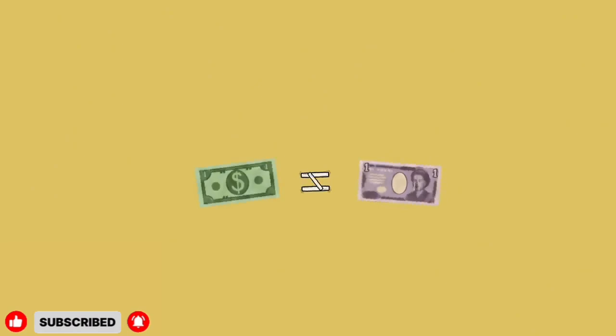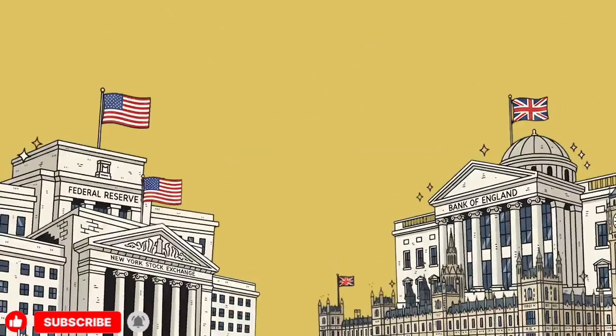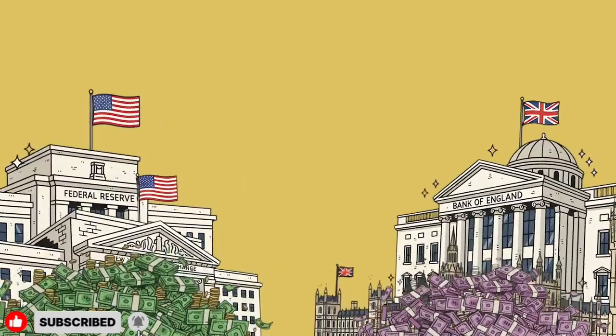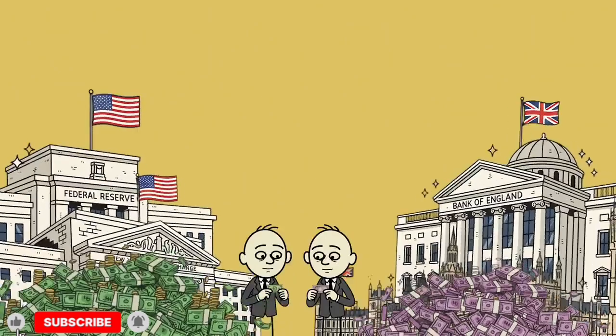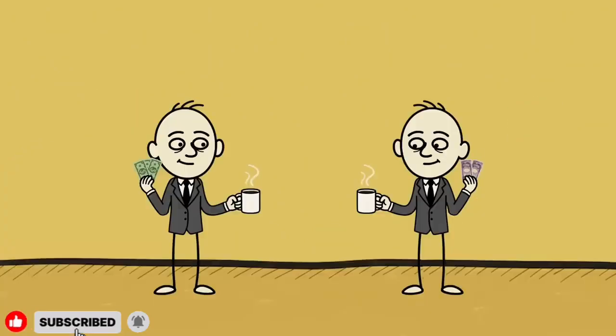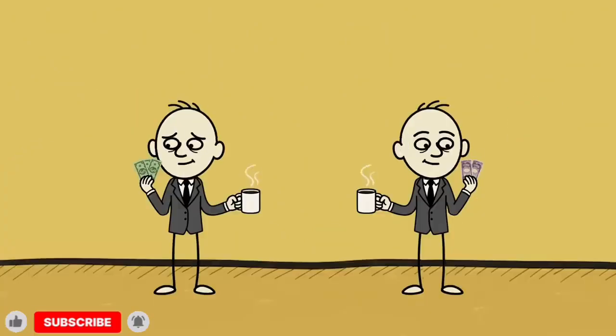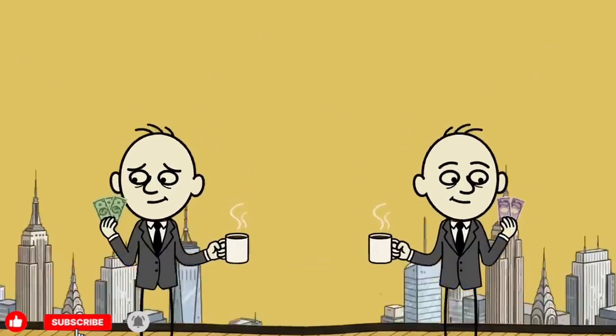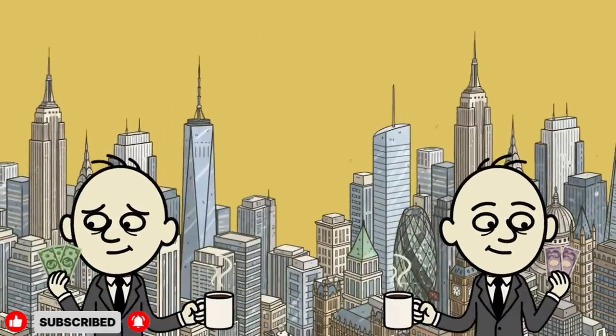So a dollar doesn't equal a pound because America and Britain have different economies, different amounts of money in circulation, and different levels of global trust. Currency value reflects reality, not randomness. The number on the bill means nothing. What matters is the economy standing behind it.